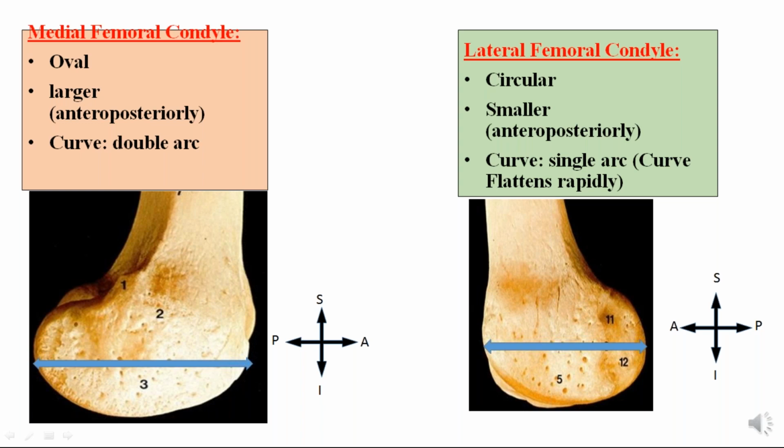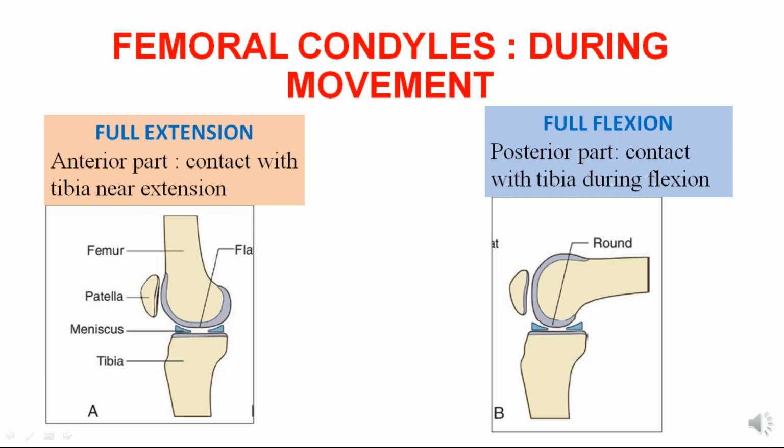The anatomy of the knee joint corresponds with its physiology. So unless we know the anatomy of the femoral condyle, we will not be able to understand its role in movements. As we had seen, the femoral condyles, both the lateral and the medial ones, were flatter on the anterior part and more curved on the posterior part. So what happens during full extension position?